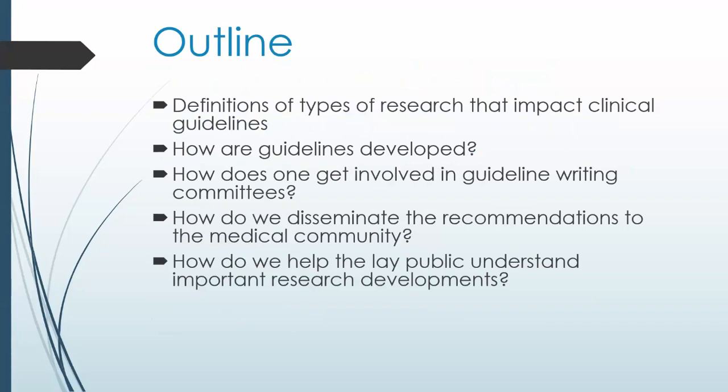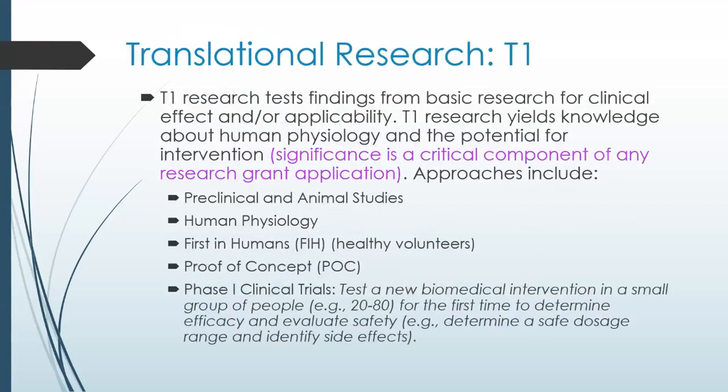So what I want to do in the next 45, 50 minutes or so is cover these topics: definitions of the types of research that impact clinical guidelines, how the guidelines are developed, and how we all get involved in those guideline writing committees. Once we have the recommendations in the guidelines, how do we disseminate them to the medical community? Because it doesn't do us a whole lot of good to have guidelines and nobody knows what they are or what they're telling us to do. And finally, it's not just the medical community, but the lay public also has to understand important research developments because it matters to them and their own health.